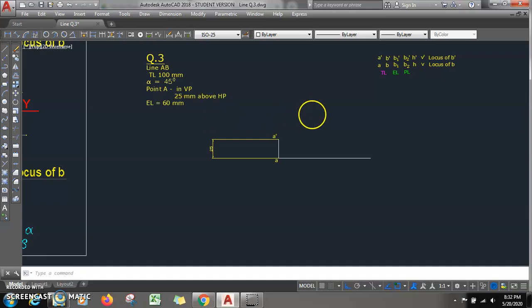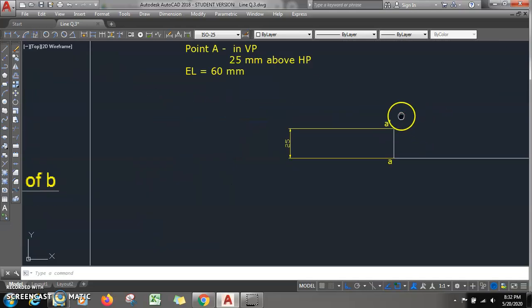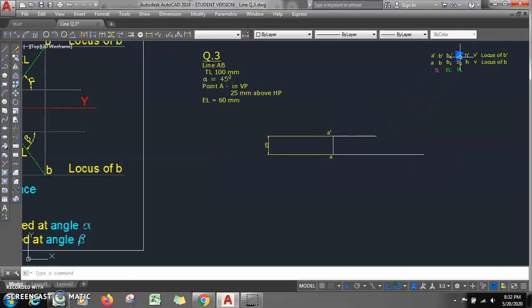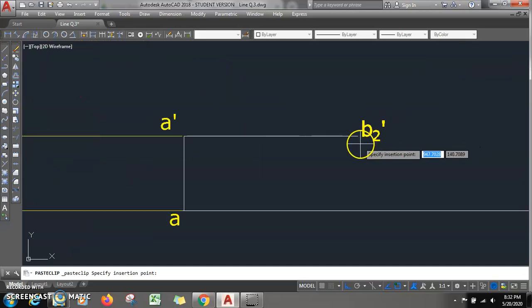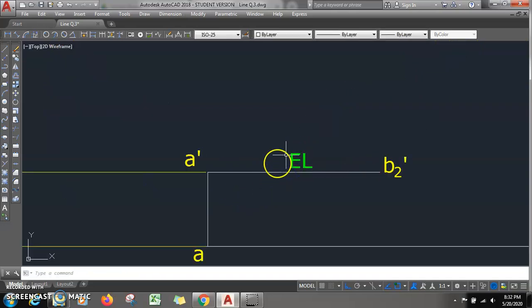Now elevation length is given, so whenever elevation length is given, it has to be marked parallel to XY from a dash. So from a dash I will draw one horizontal line. Length will be 60 mm. Enter. So this point will be b2 dash, and this length is elevation length.